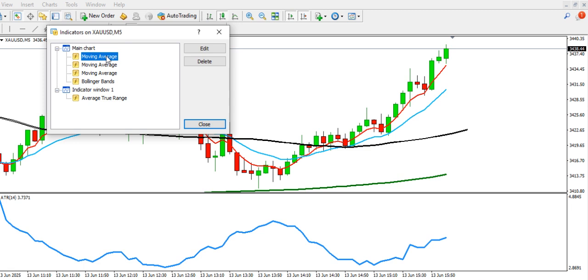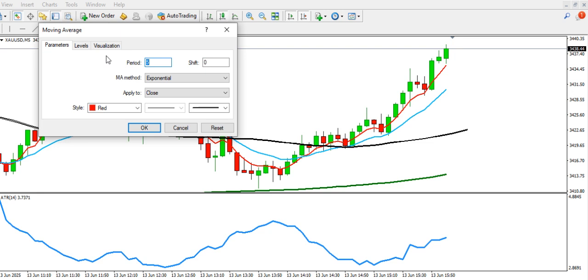Have a moving average. It's a 5 minutes exponential moving average. The color is red.